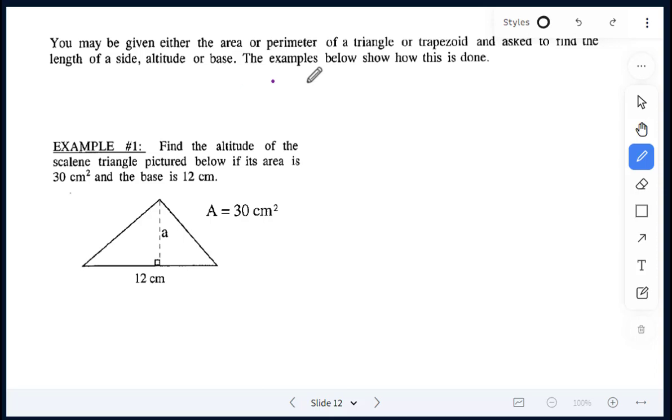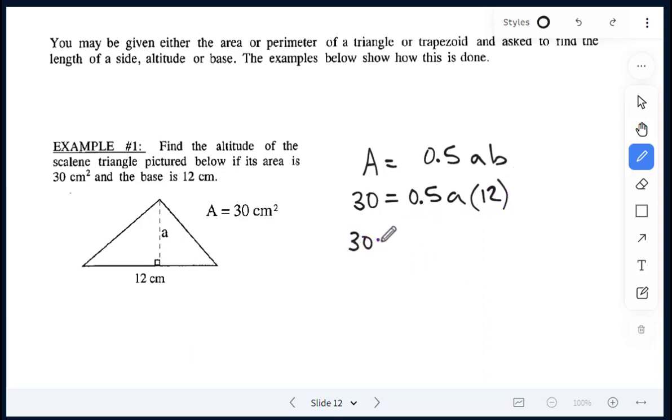All right, so we know our formula for a triangle. The area of a triangle is 0.5 AB. So what we have to do now is substitute everything we know and then solve for A, for its altitude. So we know the area is 30. 0.5, A is what we're trying to solve for, and we know B is 12 centimeters. On our right-hand side, we can multiply 0.5 times 12. That gives me 6, and then we have A.